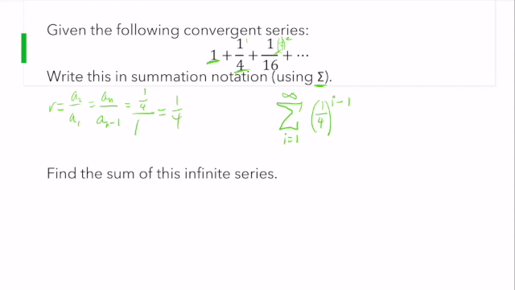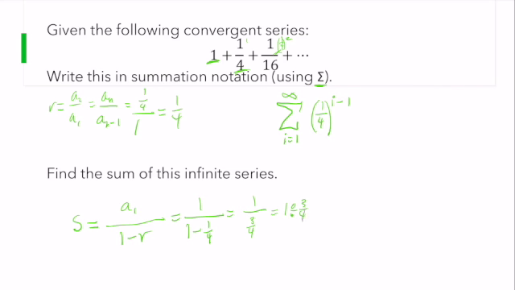Now what if I want to find the sum of this infinite series? That's an equation we're given. We're given that the sum of an infinite convergent series is a sub 1 divided by 1 minus r. So a sub 1 in this case is 1. So I have 1 minus 1/4. 1 minus 1/4, that's going to give me 3/4. So I have 1 divided by 3/4.